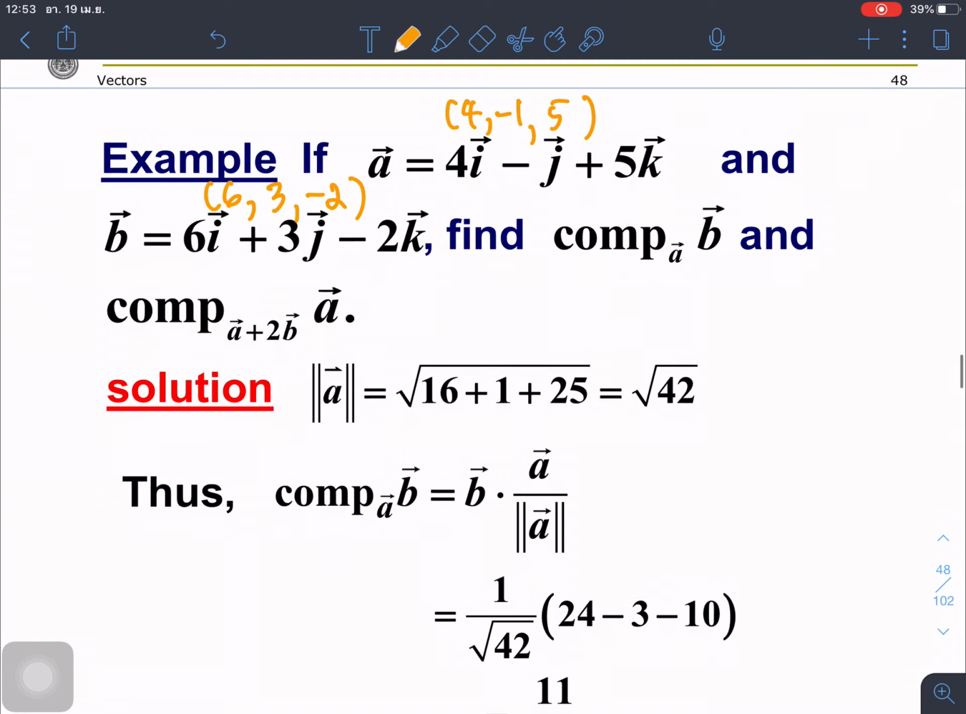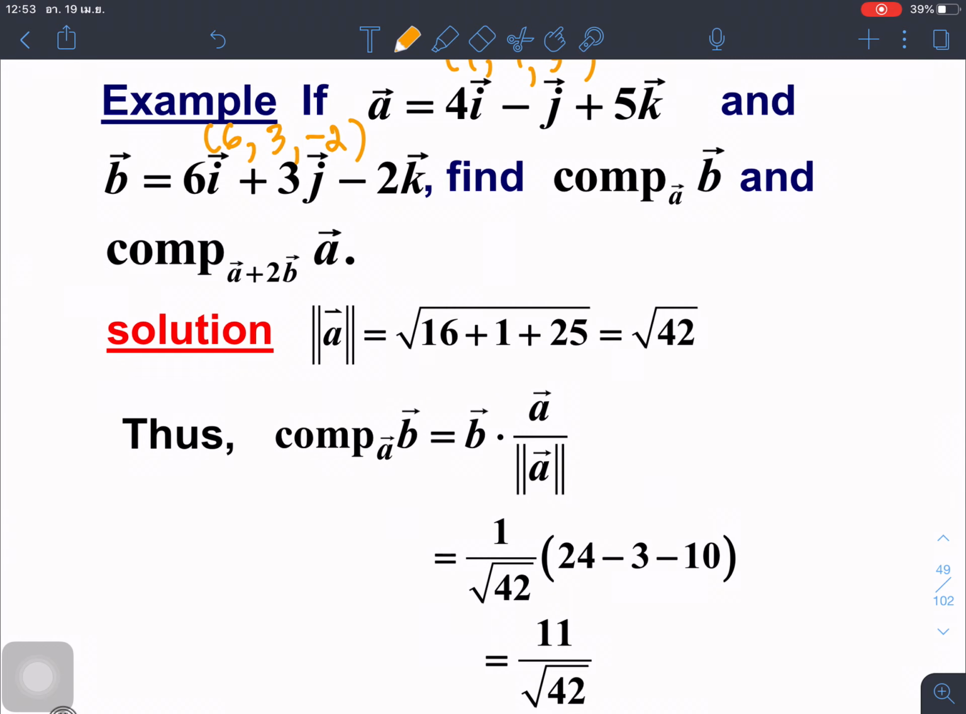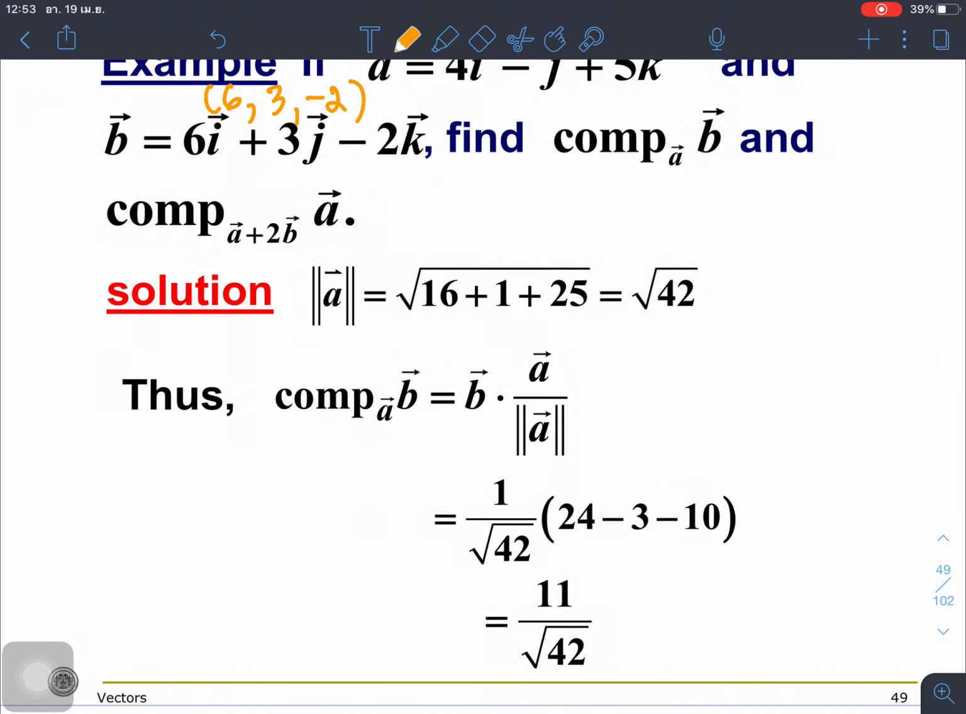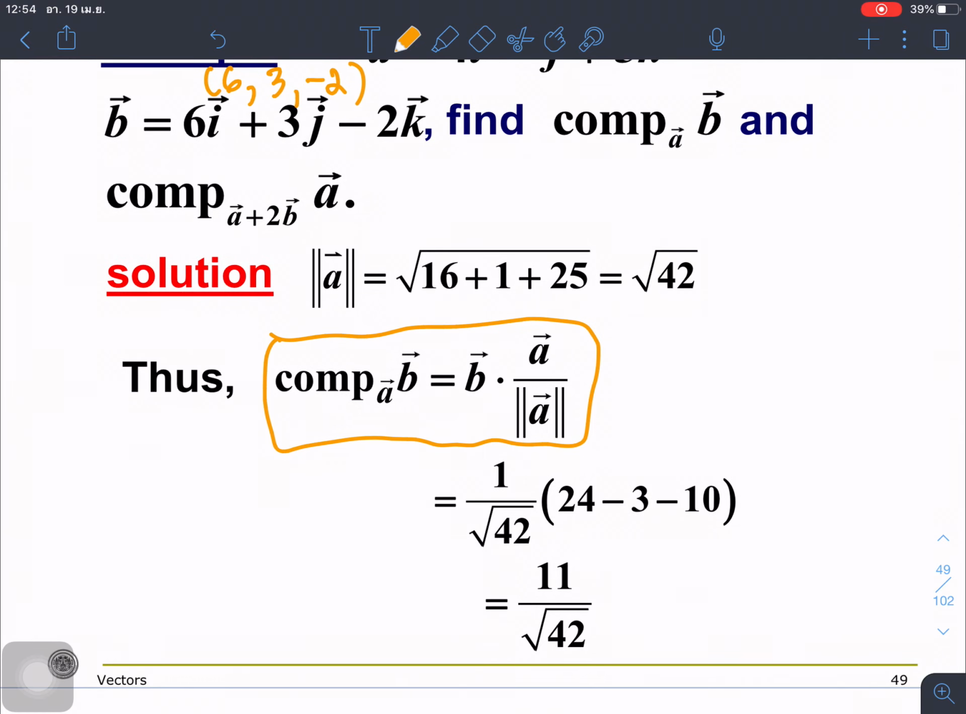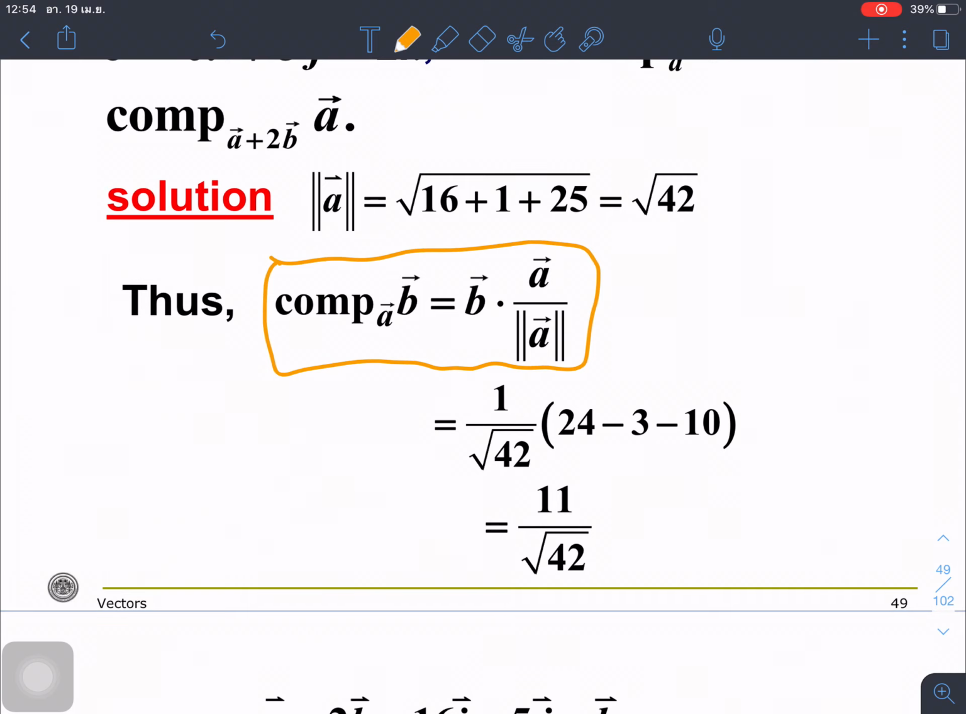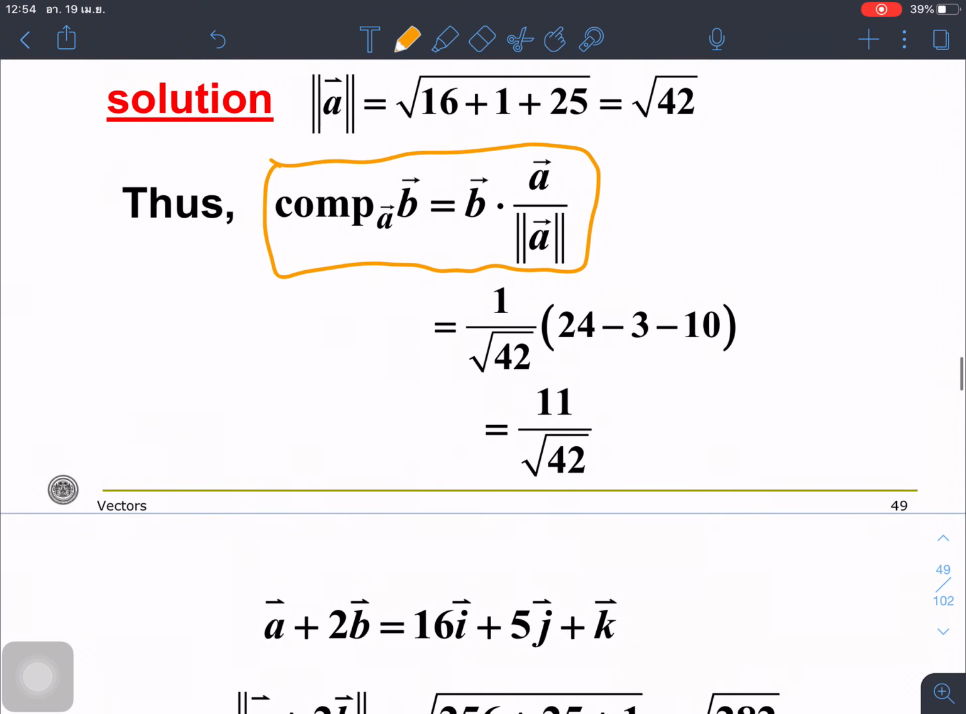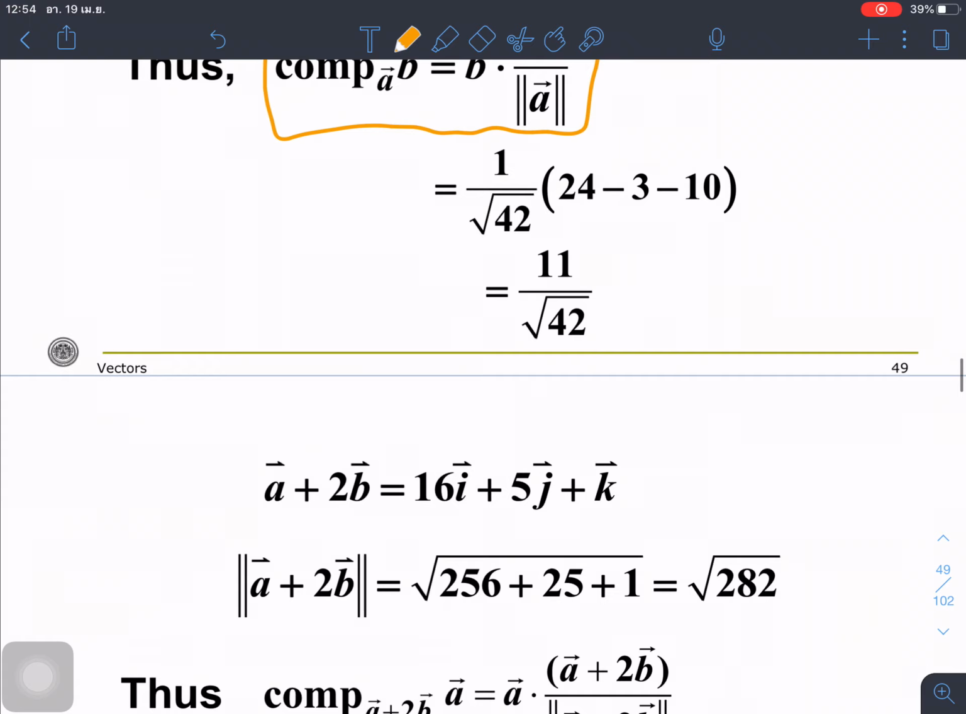Okay, let's take a look at the first one. Component of B in the direction of A, we have to use this formula. So you need to find the modulus or the magnitude of A, which is square root of 42. And then you do the dot product B dot A, you get 11. So it's going to be 11 divided by square root of 42.